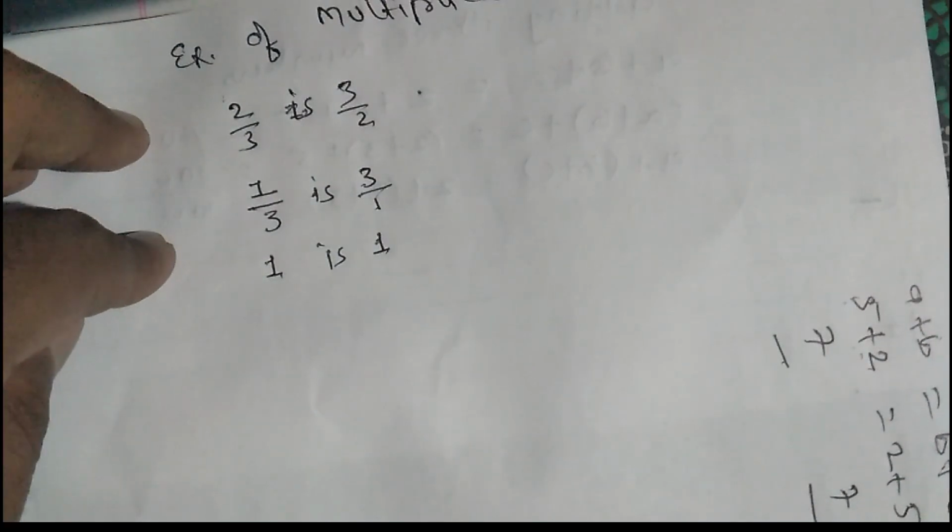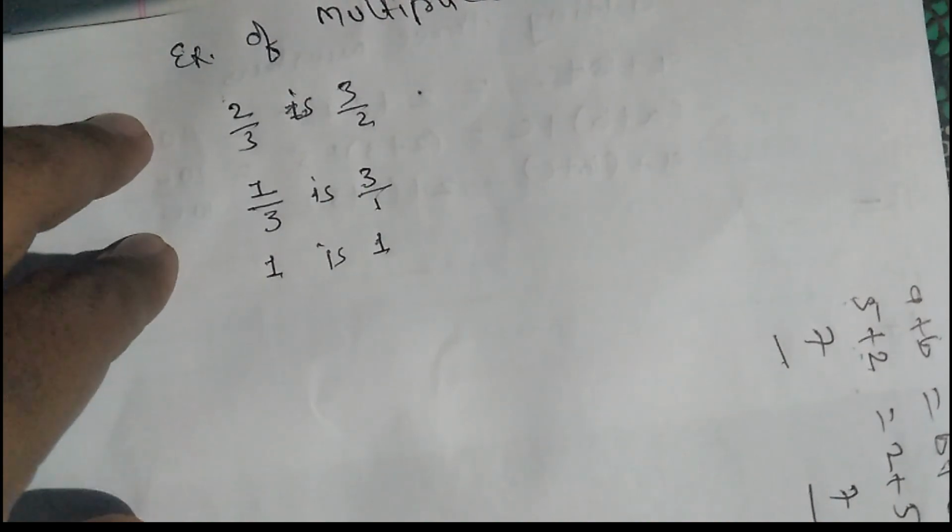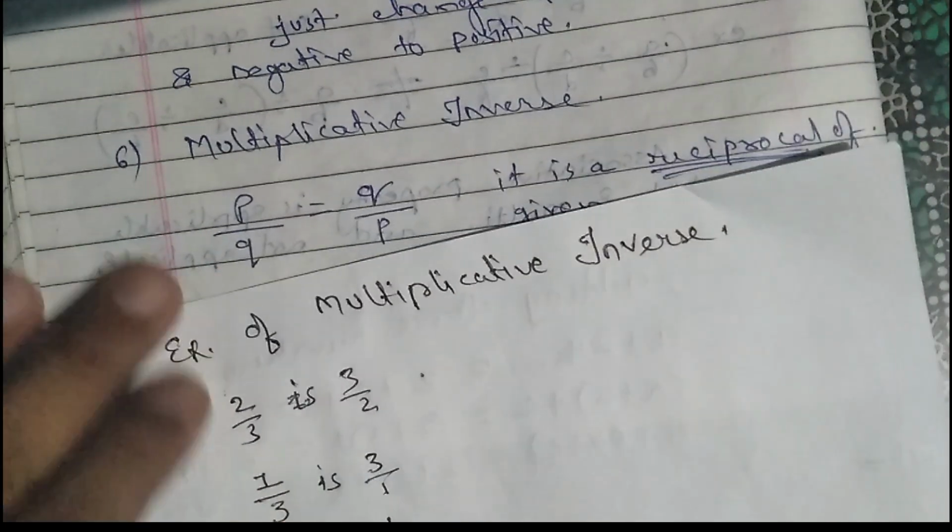My dear students, I hope now you have understood all these properties: additive inverse, multiplicative inverse. So now let's move on to another topic. Topic number 6, rational numbers on number line. You have studied number line in standard 6. Now in this class, standard 8, we are going to use number line to put rational numbers on it.